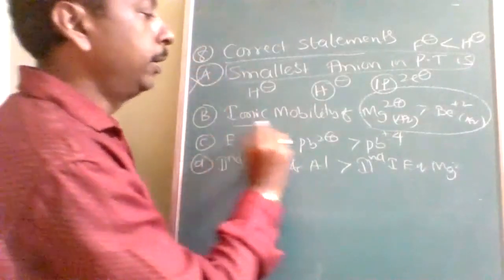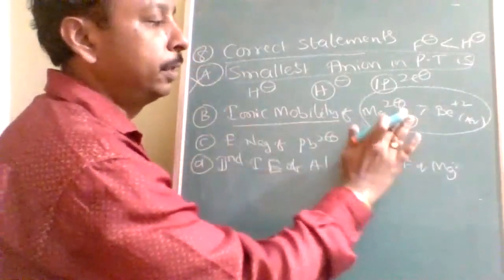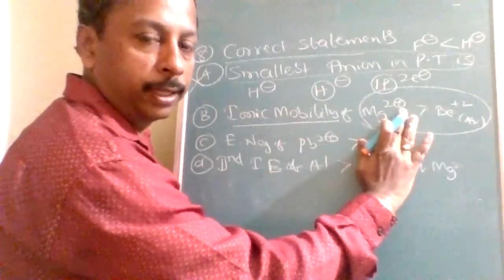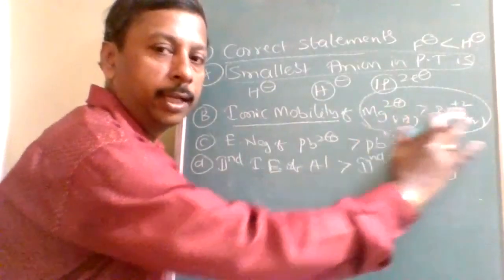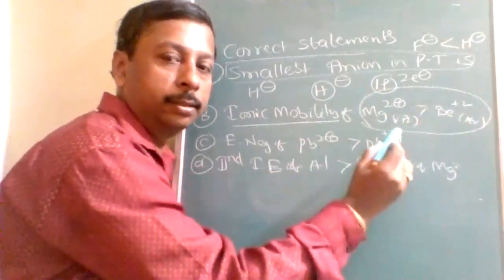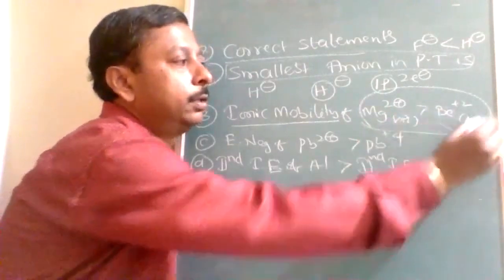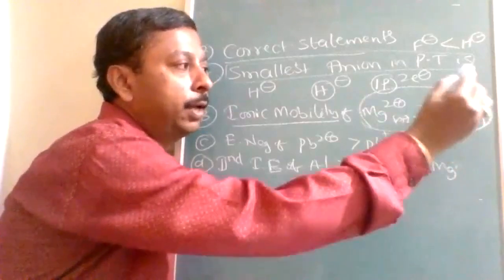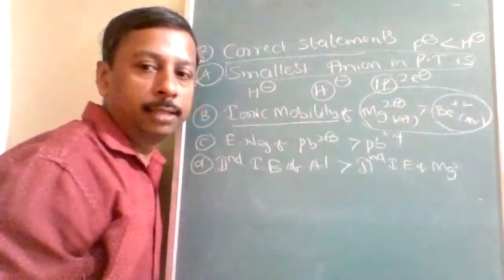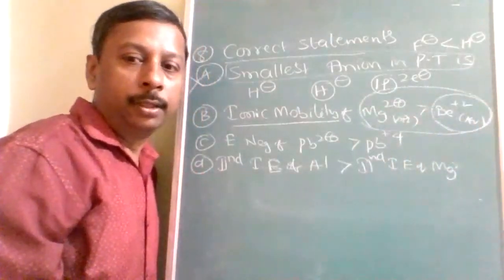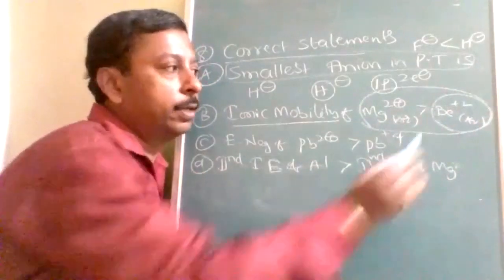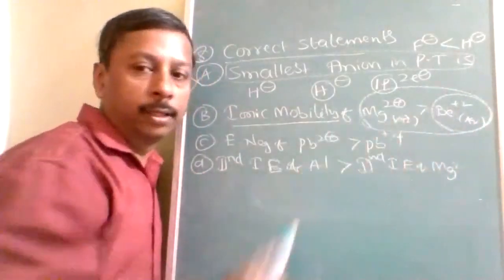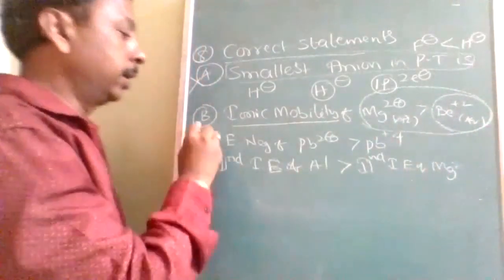Okay. Ionic mobility. Actually, see, if this word is not there, magnesium will move slowly than beryllium. But because of the high hydration, beryllium 2 plus size will be large. Magnesium 2 plus size will be less. Okay, so because of that, what happened? This moves slowly than this one. Okay, so this is correct.